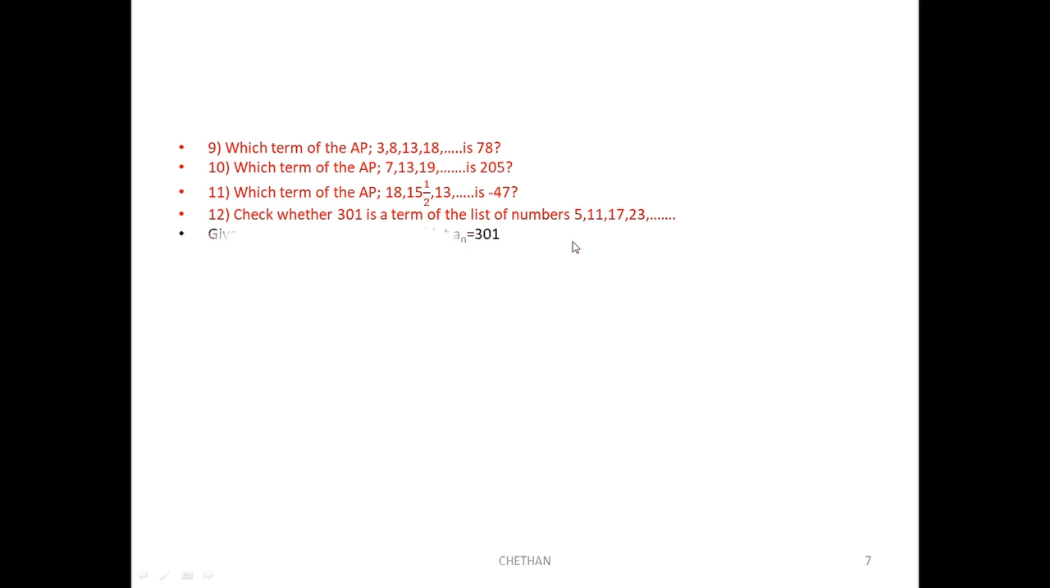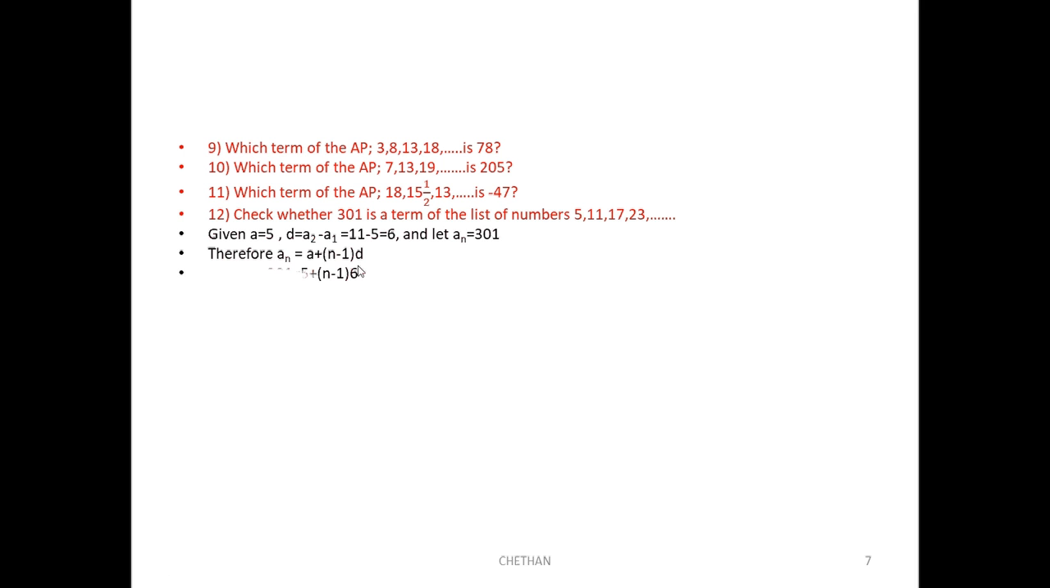See here how to find this. Given a is equal to 5, that means the first term is 5, and we have to find the common difference also, that means second term minus first term, a2 minus a1 is equal to 11 minus 5 equals 6. The last term I am taking as 301, that means an is equal to 301. We know that an is equal to a plus n minus 1 into d. We have this formula only.